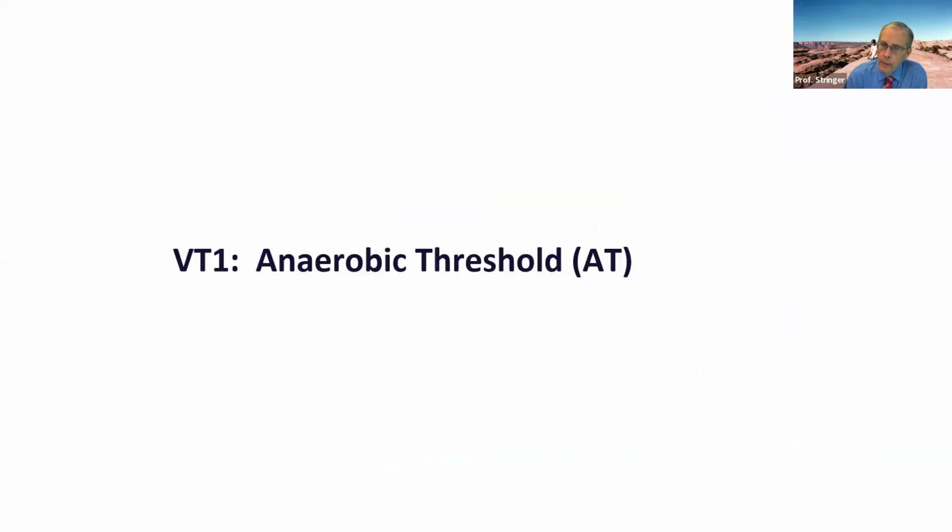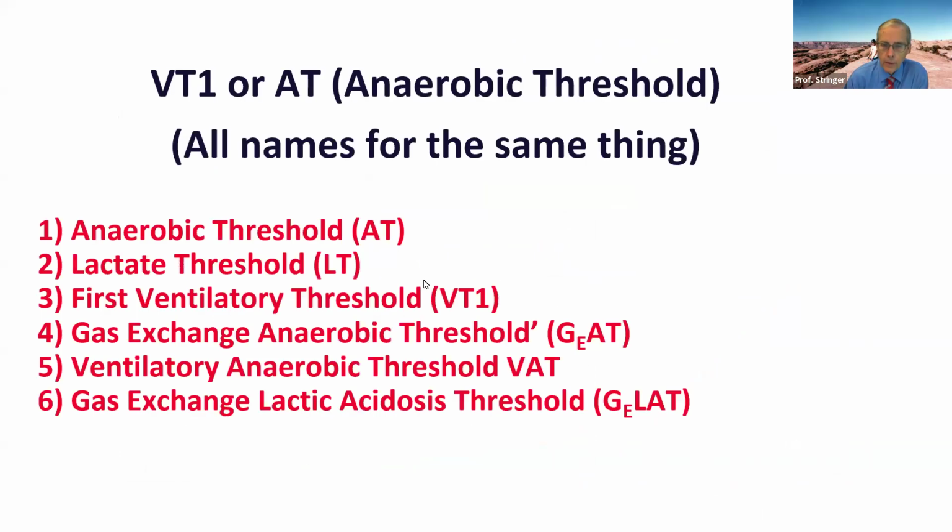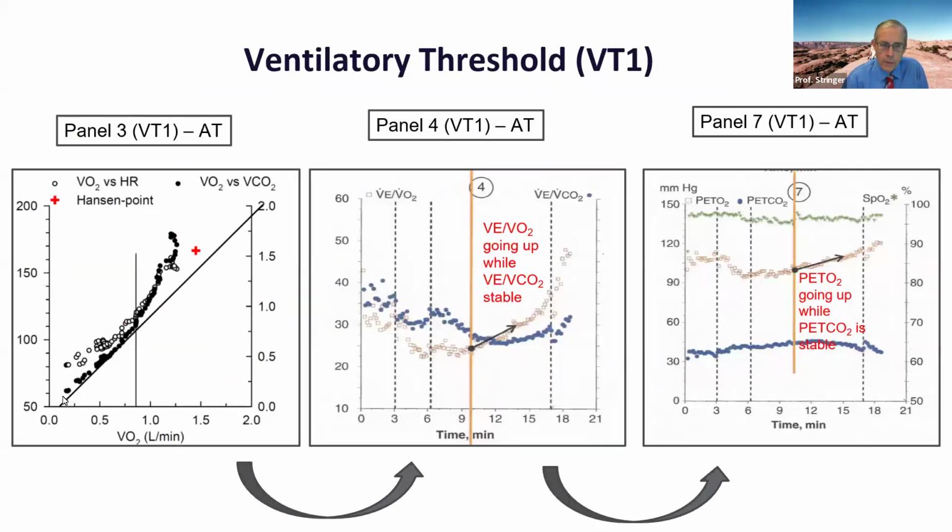So I'm just going to talk about this very briefly, because there were a lot of questions about what this is. They're really all the same thing in my mind. They're trying to reflect the same physiologic phenomenon, but there are lots of different names for this. I usually use AT, but whatever you like to call it, it's fine. It's on a lot of the systems, it's called VT1, which sort of gets away from the first ventilatory threshold. So any of those is fine. But again, remember the slope of 45 degrees here.